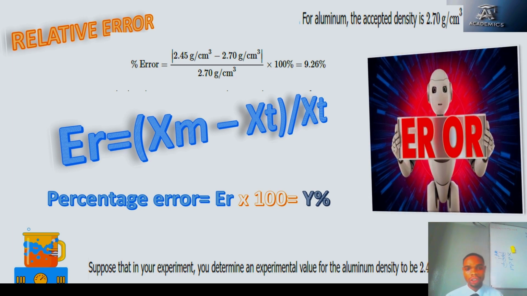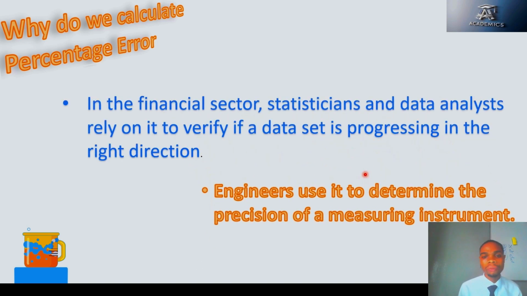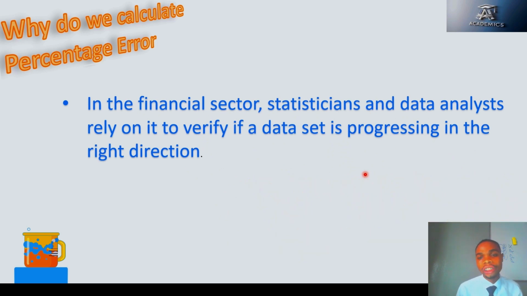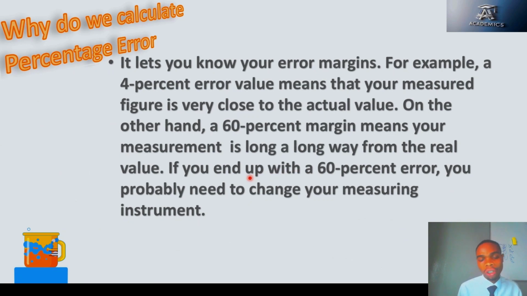and easy to understand. So why do we calculate percentage error? Engineers use it to determine the precision of a measuring instrument. In the financial sector, statisticians and data analysts rely on it to verify if a data set is progressing in the right direction. We can also use it to know how close our results are to the expected value in terms of percentage. A 4% error tells you that you are actually close to what is acceptable, while 60% tells you that you are very far away from what is acceptable.